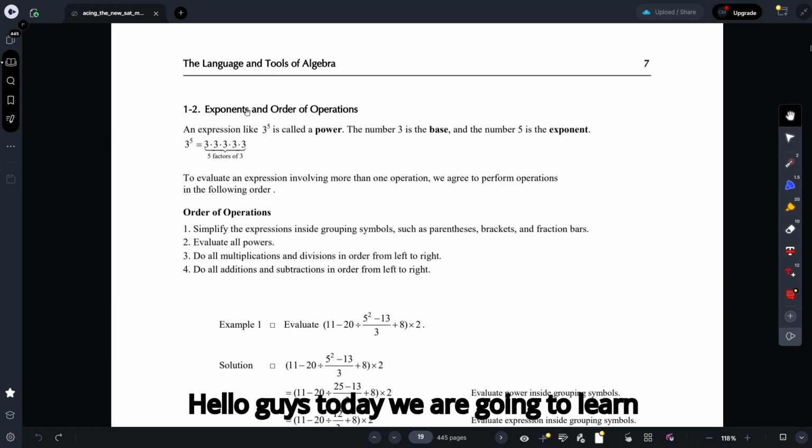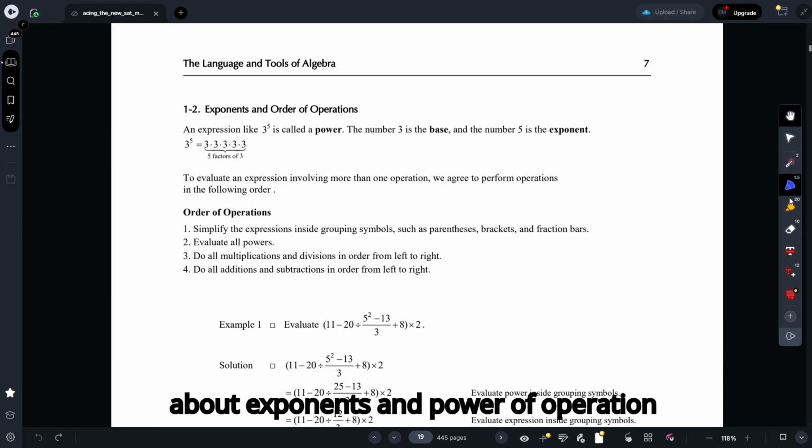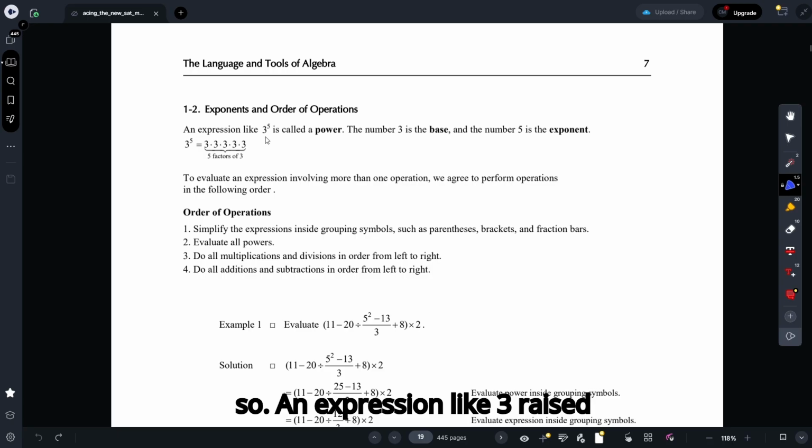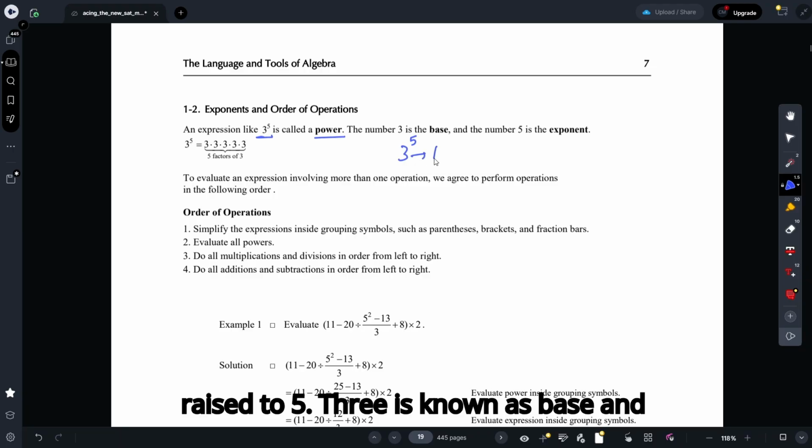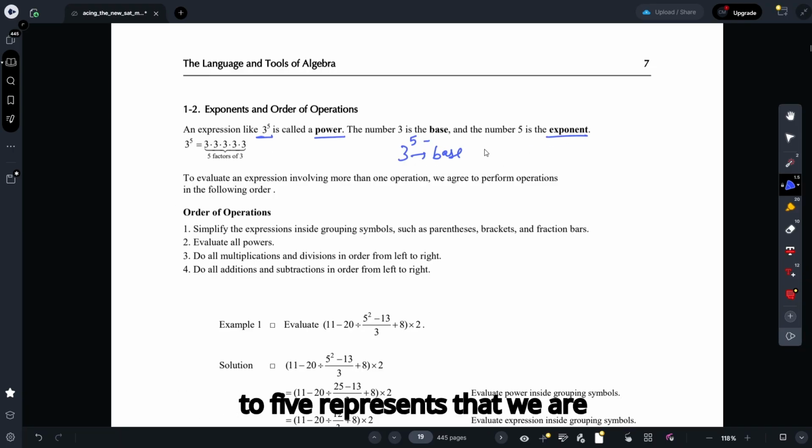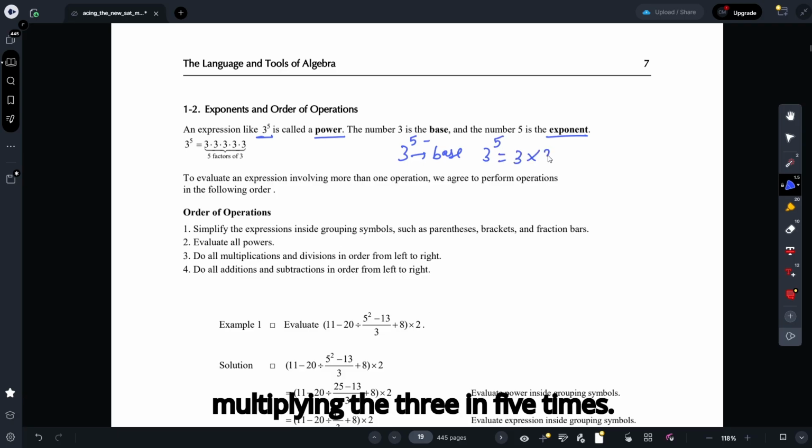Hello guys, today we are going to learn about exponents and the power of operation. An expression like 3 raised to 5 is called a power, in which 3 is known as the base and 5 is known as the exponent. So 3 raised to 5 represents that we are multiplying 3 five times.